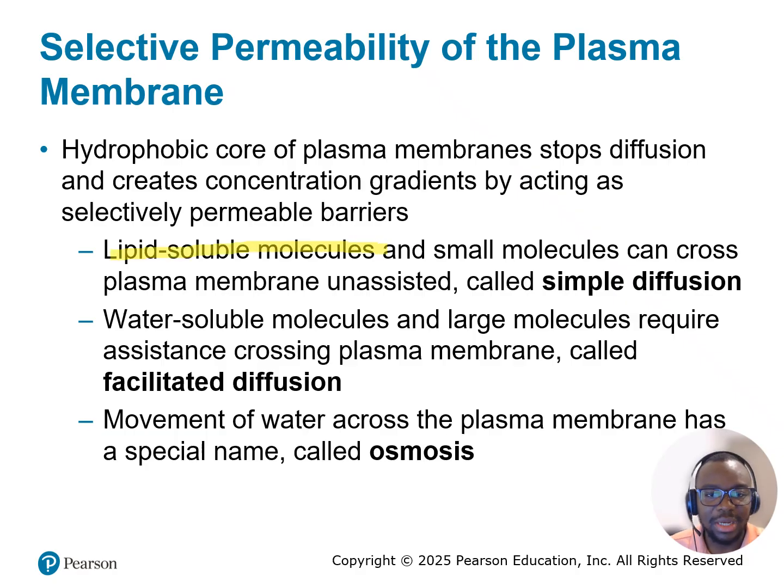Lipid-soluble molecules and small molecules can cross the plasma membrane unassisted. This is called simple diffusion. Meanwhile, water-soluble molecules and large molecules require assistance crossing the plasma membrane. This is called facilitated diffusion. Movement of water across the plasma membrane is called osmosis.